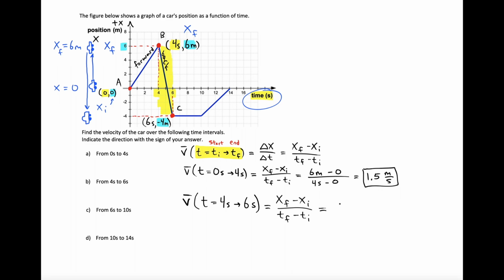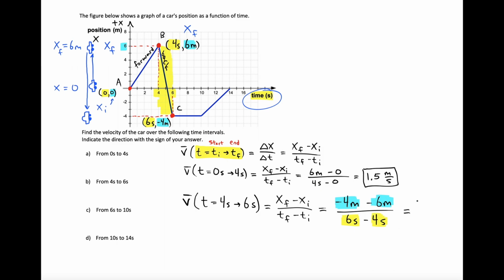Okay, so let's let our final location be -4 meters. Our initial location was 6 meters. And then we'll divide by the time interval of 6 seconds minus 4 seconds. Talking about this time minus this time. So basically, the blue values go on top. These are the positions. And the yellow values, the times, go on bottom.